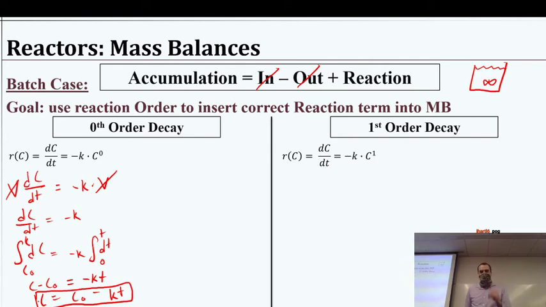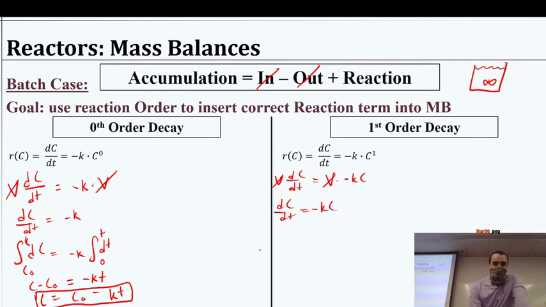Okay, we'll do first order decay now. So we have kind of the same setup, except this time we have the dependence of C in the rate equation. So we'll do the same thing, V dC/dt equals V times negative kC. V's will cancel, because we can go ahead and do that right away. And we're left with dC/dt equals negative kC.